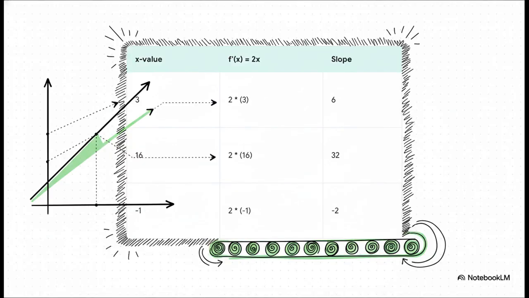Check this out. Let's take our machine for a spin. You want the slope at x equals 3? Easy. Plug it in. 2 times 3 is 6. It's the same answer we got before, but now it's instant. What about way out at x equals 16? The slope is 32. What about where the curve is going downhill, at x equals -1? The slope is -2. See? Instant answers, no more limits to calculate.